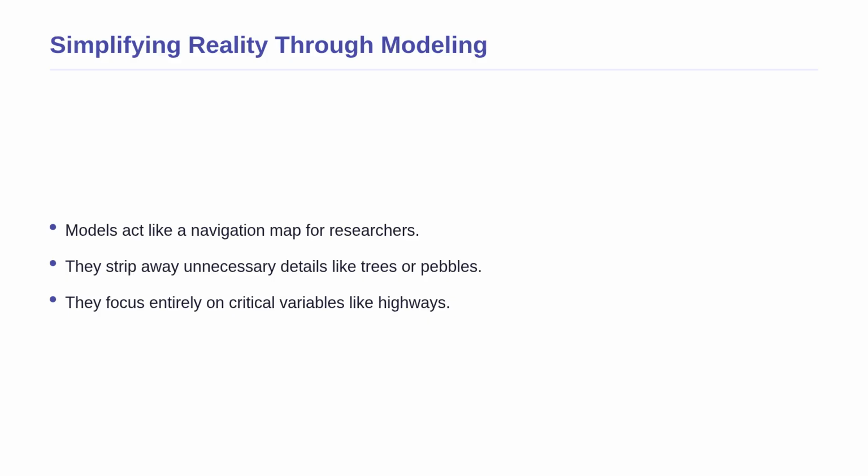Now that we understand the problem of complexity, let us look at the solution. Imagine you are planning a road trip. You use a map or a GPS application. That map does not show every single tree, pebble, or pothole on the ground. Instead, it is a highly simplified version of reality that only shows the critical information you need, like highways and cities. In research, we do the exact same thing. We create models to strip away the unnecessary details, allowing us to focus entirely on the specific variables we actually want to study.